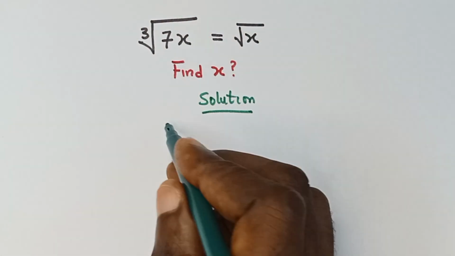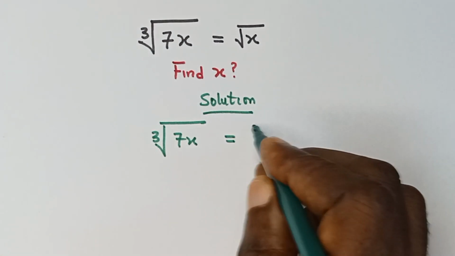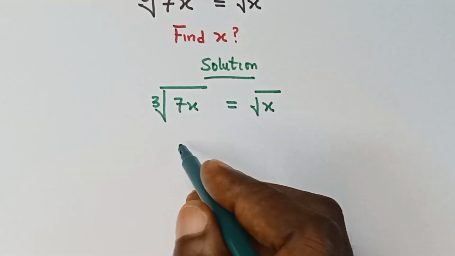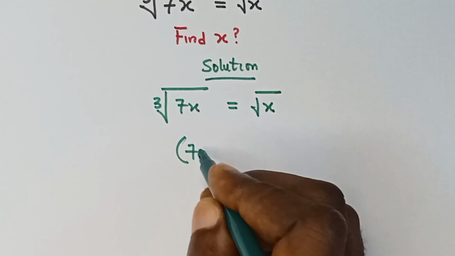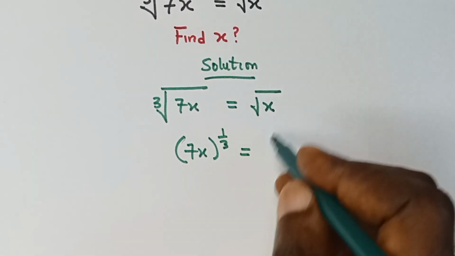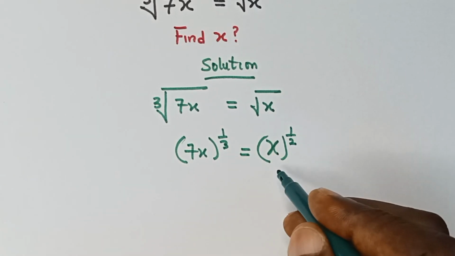We have cube root of 7x equals square root of x. Another way we can write cube root of 7x is 7x raised to power 1/3. That is cube root. And then here we have x raised to power 1/2, that is square root.